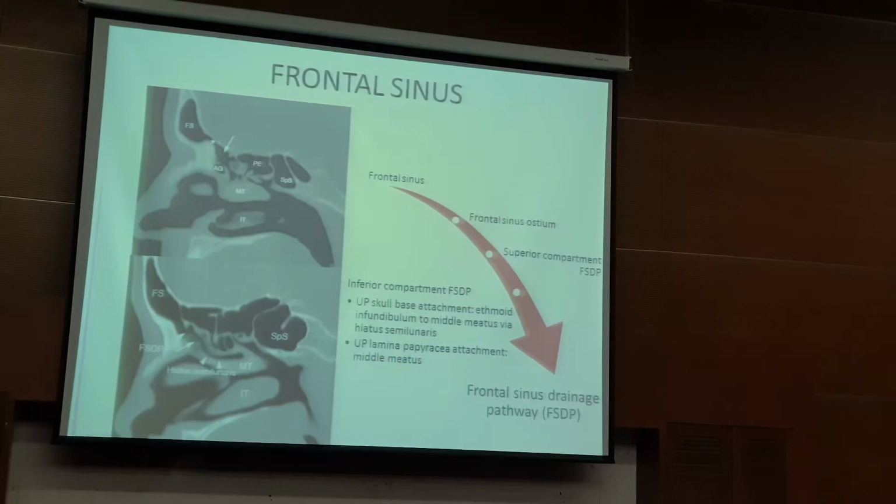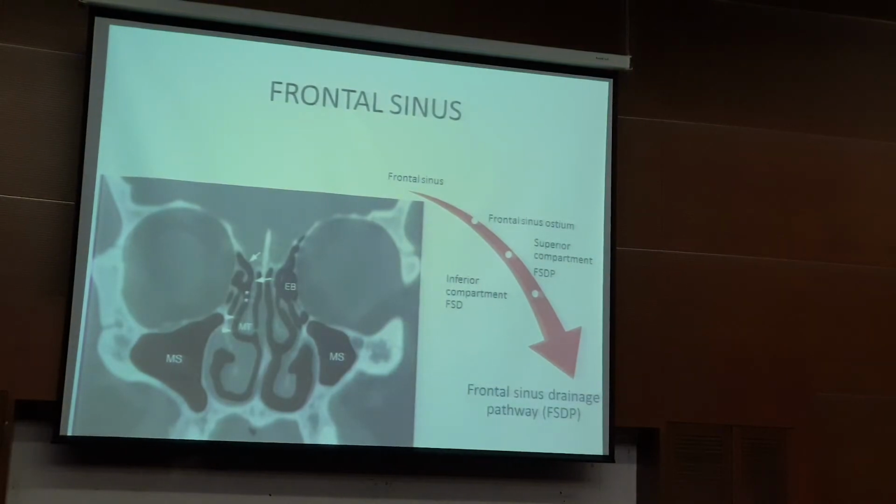Now, I'm going to talk about the frontal sinus first. It's a paired structure, paired air cells located in the frontal bone itself. It drains into the frontal sinus ostium, into the superior compartment of the frontal sinus drainage, which contains two, one superior and one inferior. The inferior compartment is a bit unique because it depends on where the uncinate process attaches. The drainage will differ, but all will eventually drain into the middle meatus.